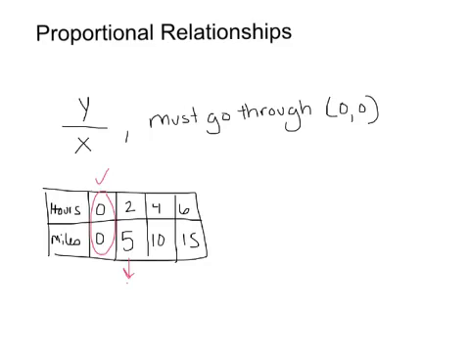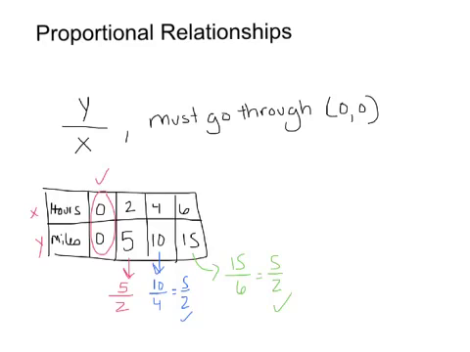This would be 5 over 2. This is my y value, this is my x value. Time is always the independent variable. Miles or distance is usually going to be the y value, the dependent variable. I would set this up as 10 over 4, which reduces down to 5 halves. So this checks. And then the very last value I would set up as 15 over 6, which would also reduce down to 5 halves. So this checks. So I would say that this is a proportional relationship.